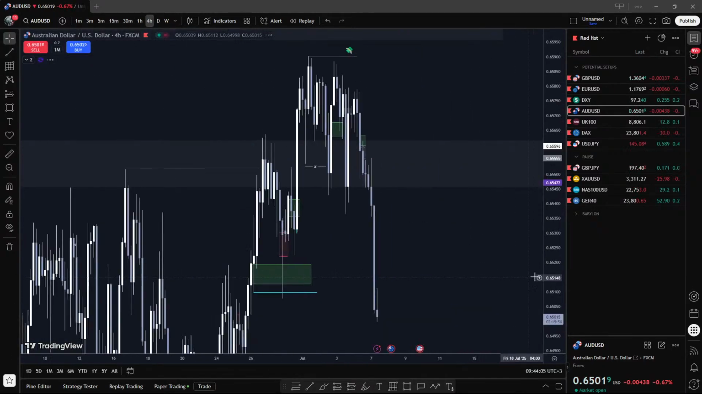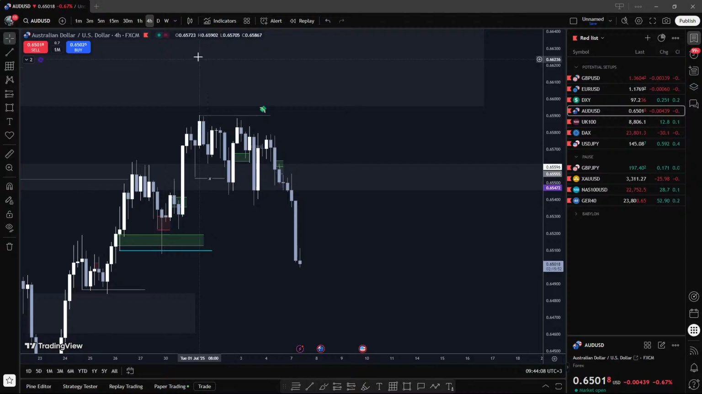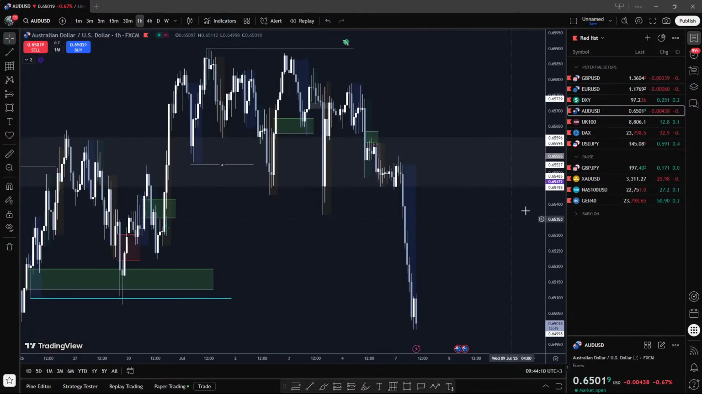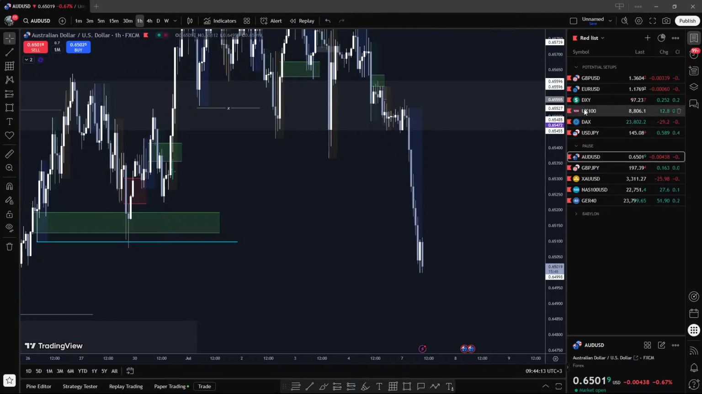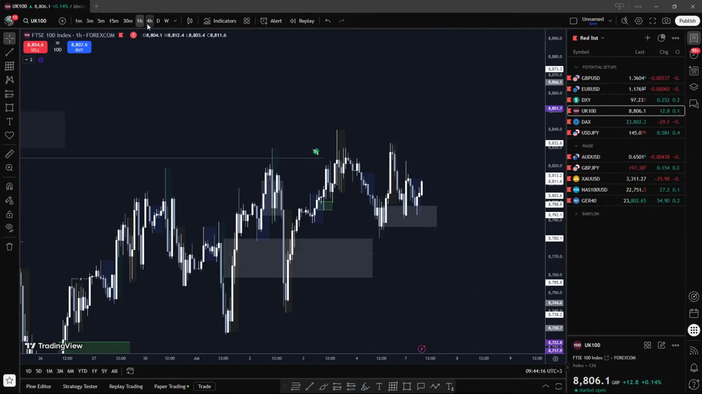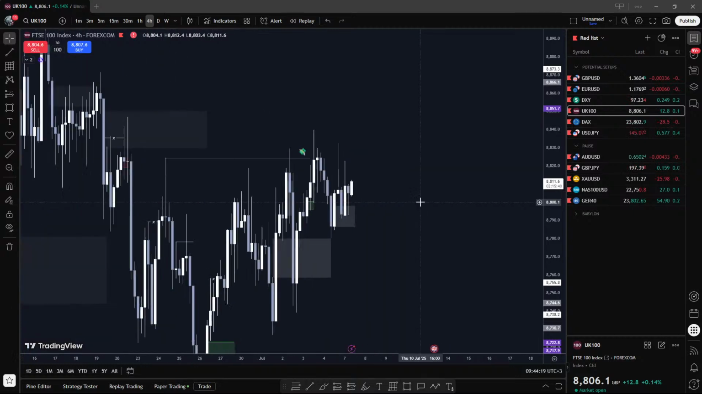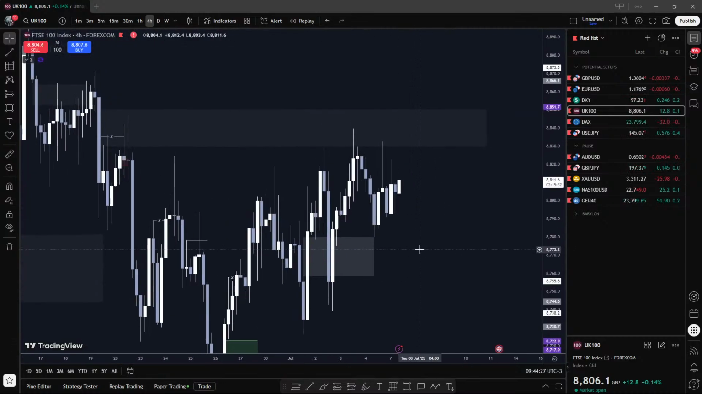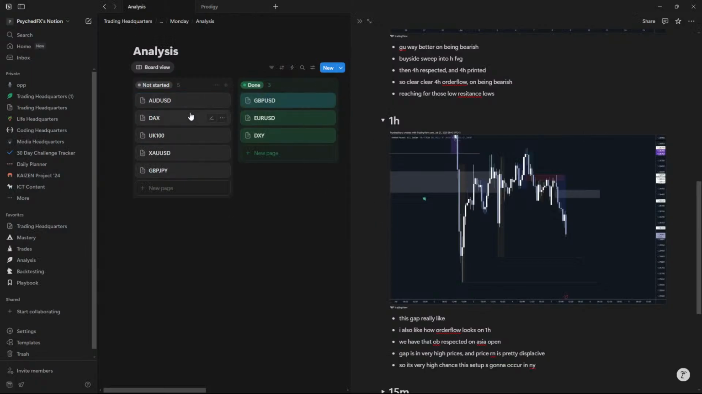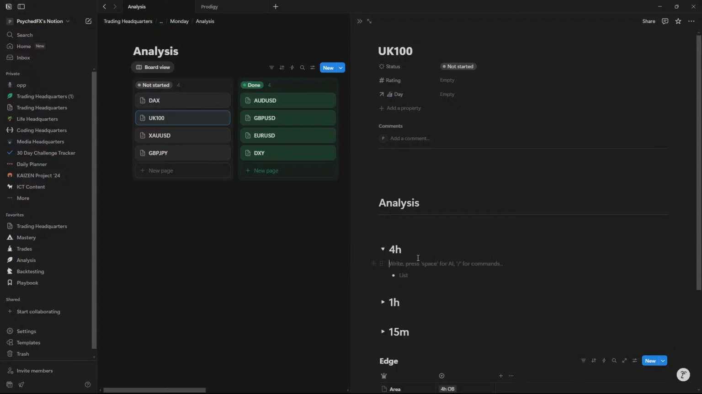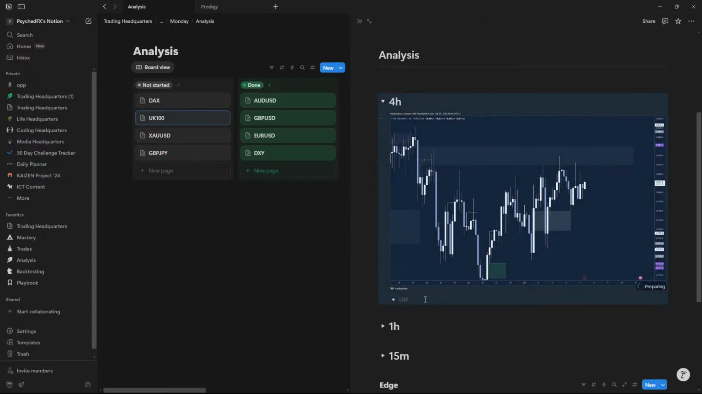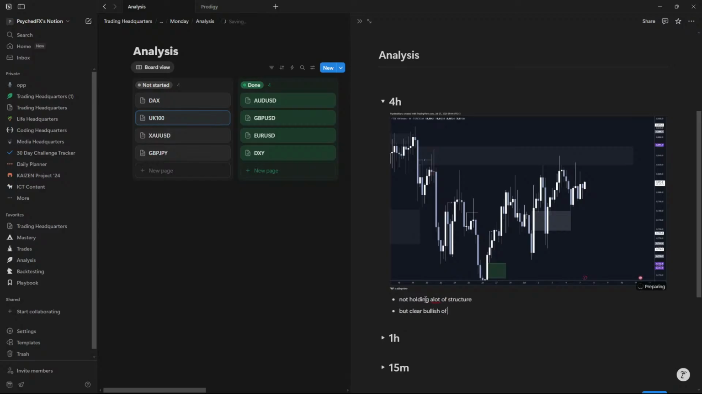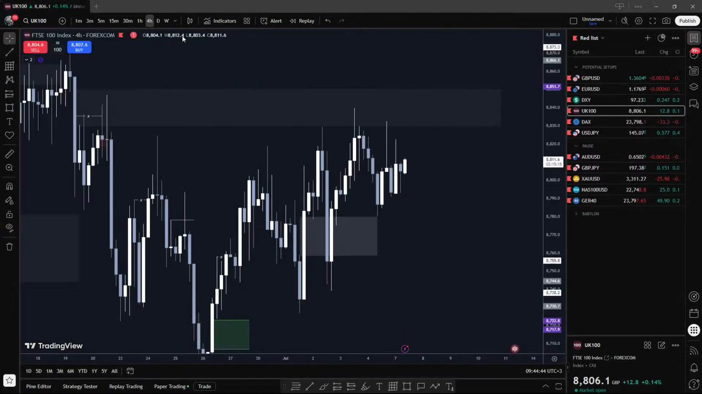AU, there's not really any point to be analyzing euro. AU, it just looks very impulsive. We don't really want to trade in this big voided range, so yeah. I mean, also UK doesn't look the cleanest, we can definitely say that, and it's kind of respecting this, but for now it's looking bullish. Again, not holding a lot of structure here, but clear bullish order flow for me. And yeah, that's pretty much it.